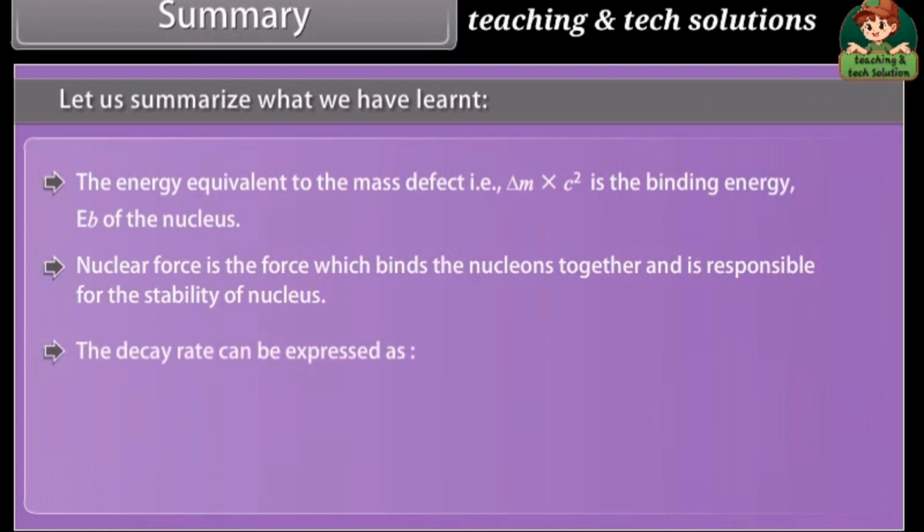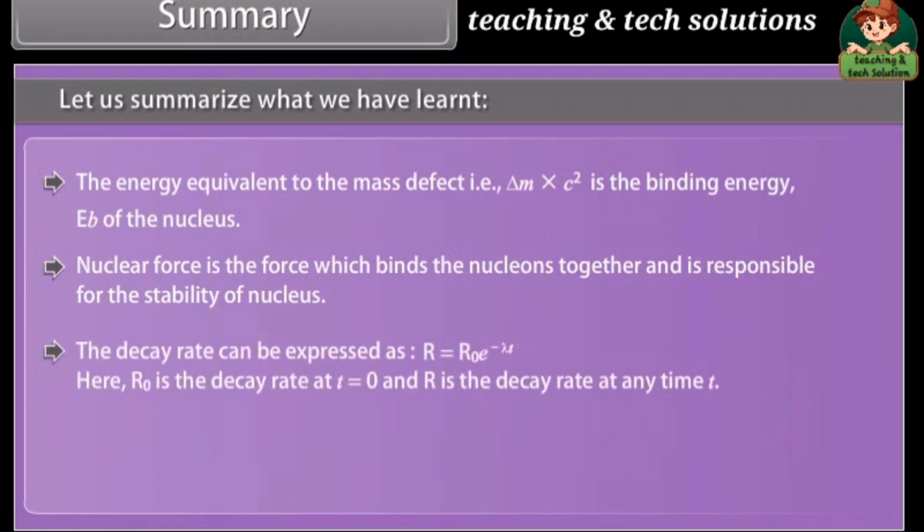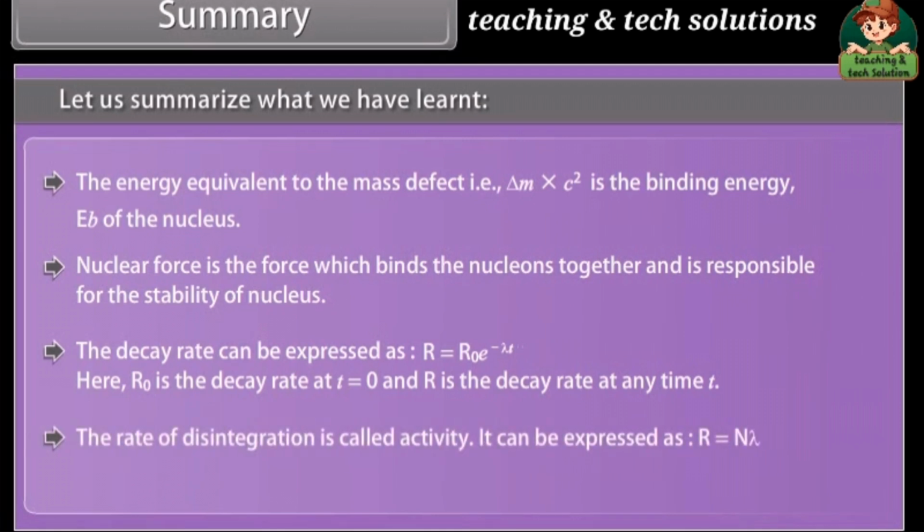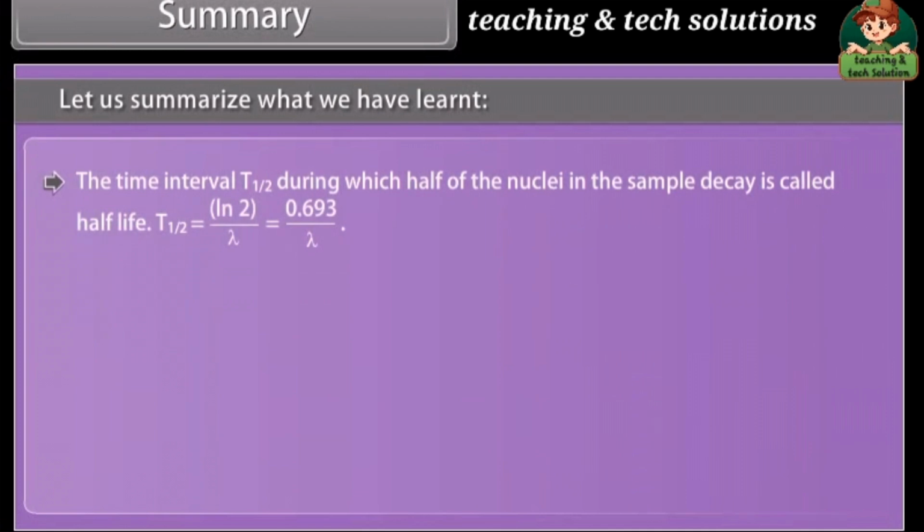The decay rate can be expressed as R = R0 e^(-λt), where R0 is the decay rate at t equal to 0 and R is the decay rate at any time t. The rate of disintegration is called activity. It can be expressed as shown. The SI unit for activity is becquerel. The time interval t½ during which half of the nuclei in the sample decay is called half-life.